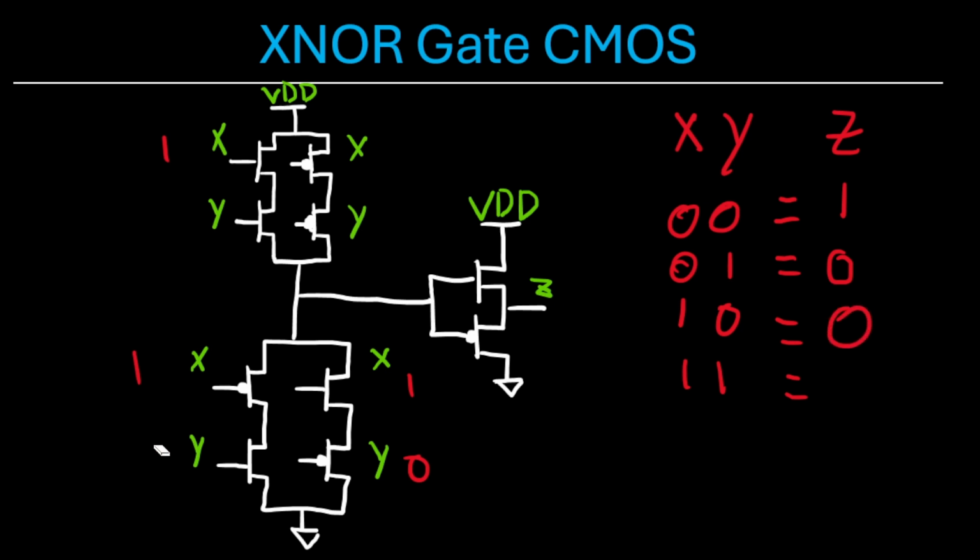And lastly, for input 1, 1, we see these two NMOS transistors are on. VDD is connected to the two gates of these transistors, which turns this NMOS on, connecting VDD to our output Z, resulting in an output of 1.